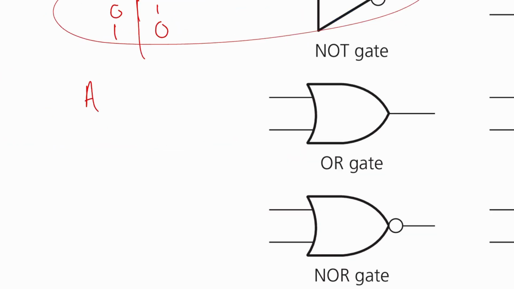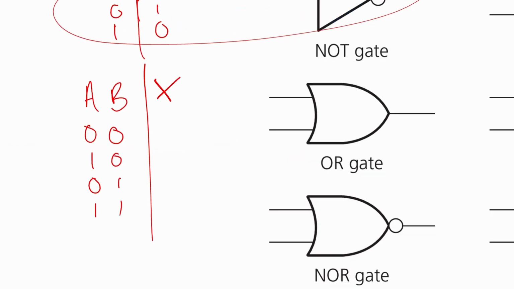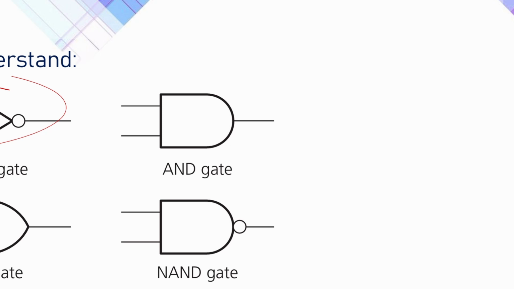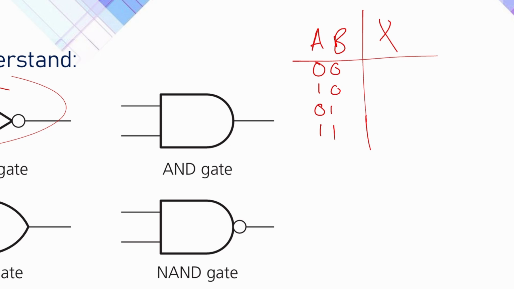An OR gate has 2 inputs, which means 4 possible scenarios. The output of X for an OR gate is that as long as there's a 1, the output will be a 1. So that's your OR gate there. A NOR gate, I'm just going to jot down to the side, is simply the opposite of an OR gate. So it's 1, 0, 0, 0. Your AND gate needs both inputs as a 1 in order for the output to be a 1. So that's the final column there.